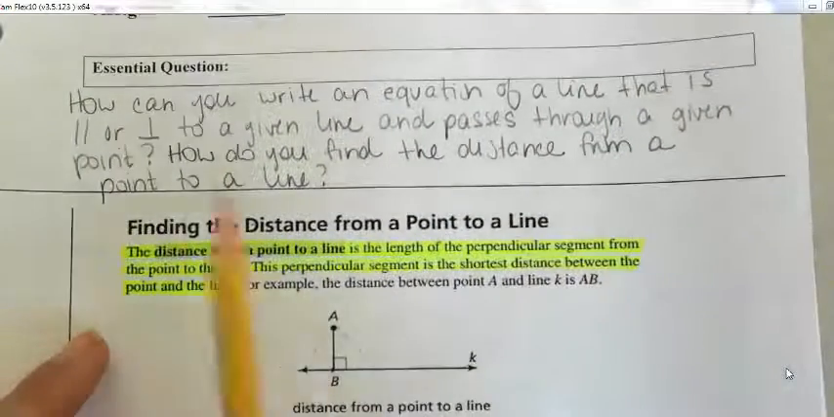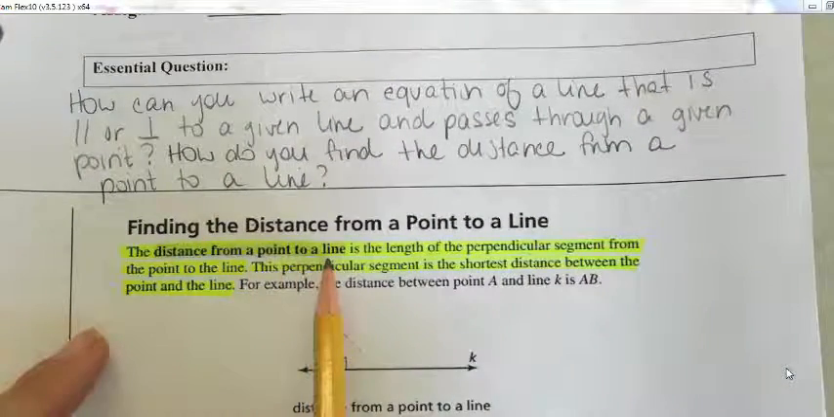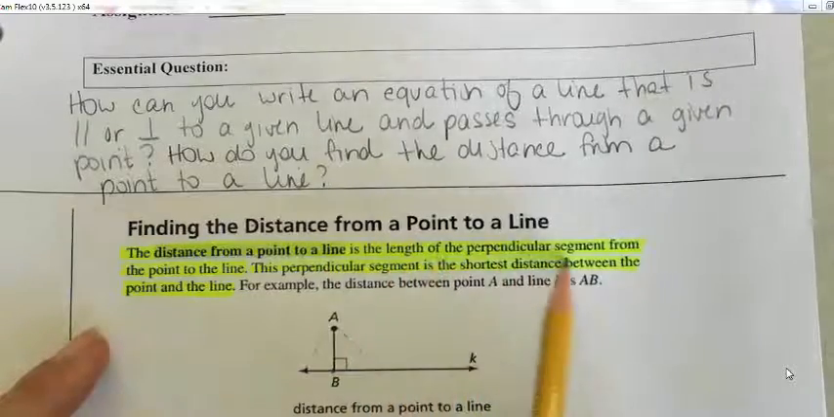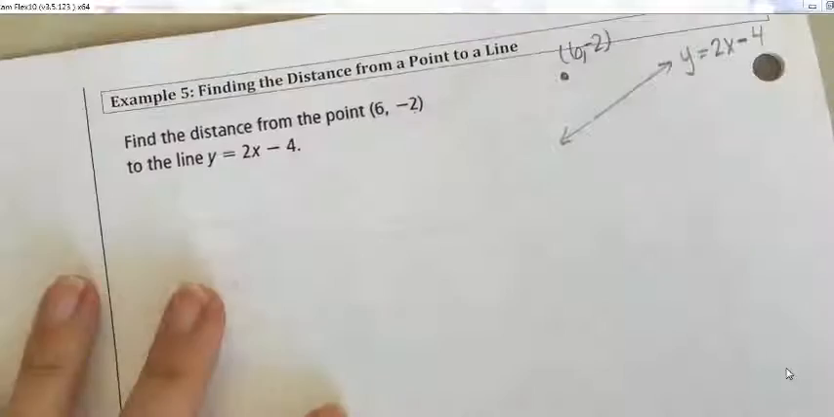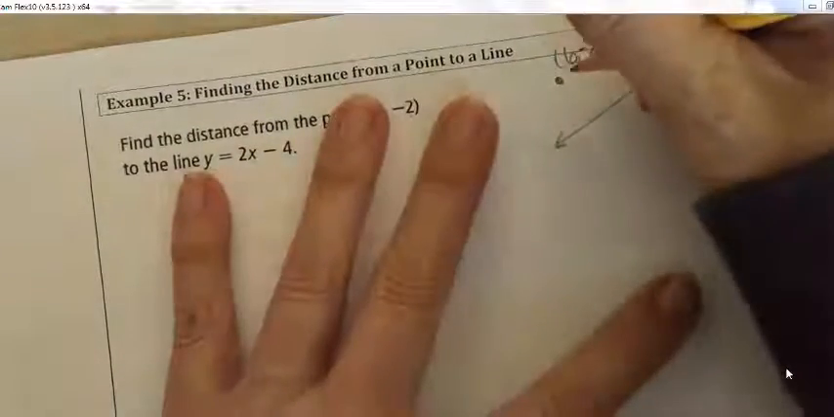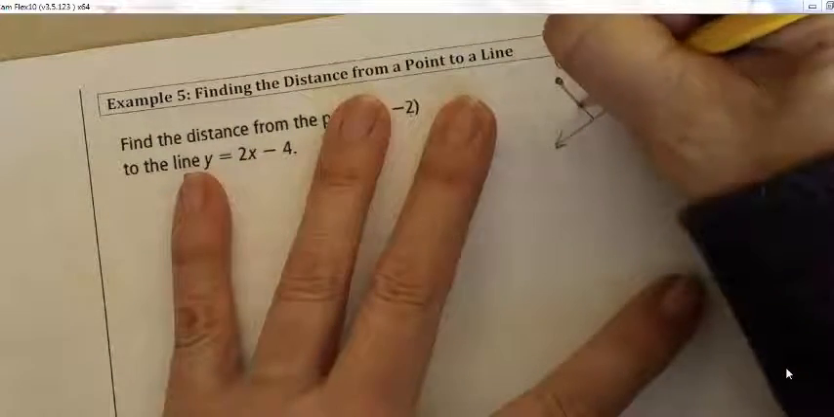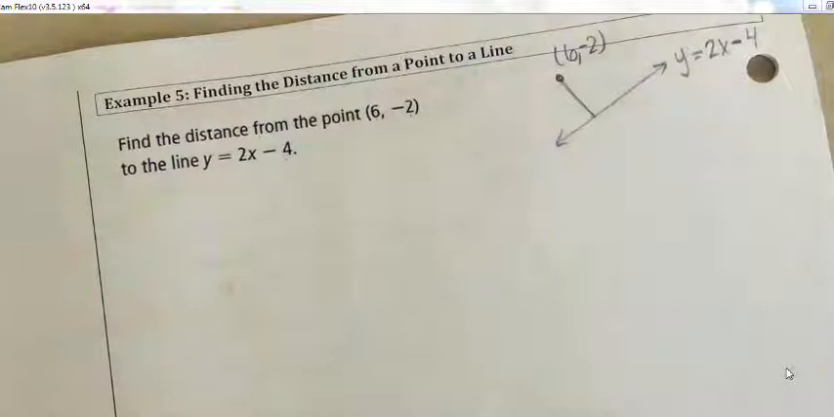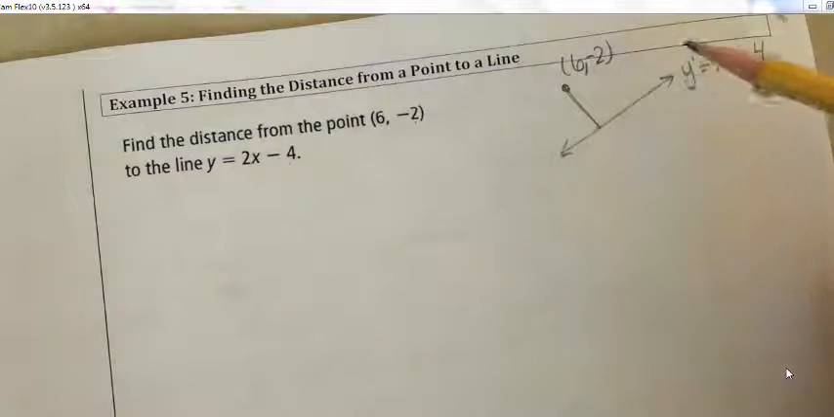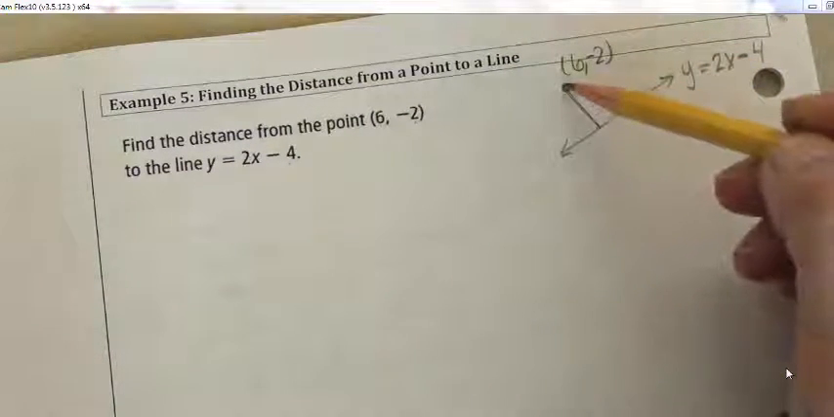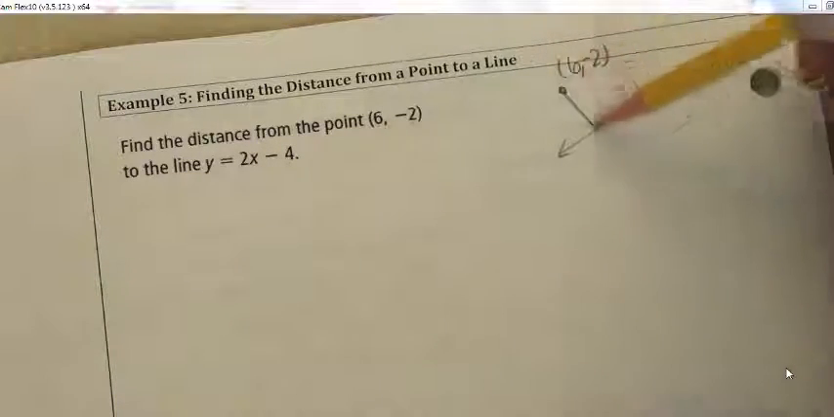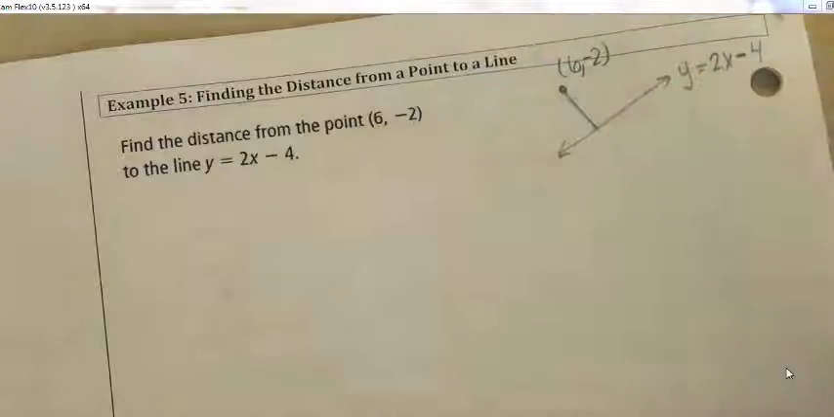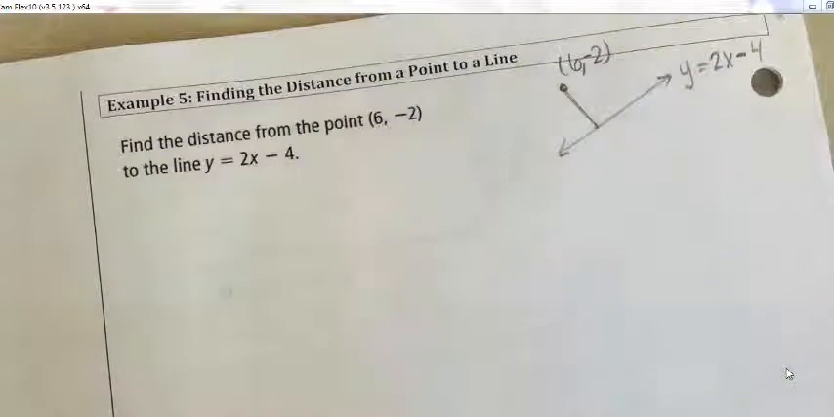And if you remember, from the very beginning, the distance from a point to a line is the length of the perpendicular segment from the point to the line. So what I have to do first is figure out this perpendicular segment. Now, in order to do that, I'm going to have to figure out the line that is perpendicular to my original line. So I'm going to have to actually figure out the equation of the line here. Okay, so I'm going to start with that.